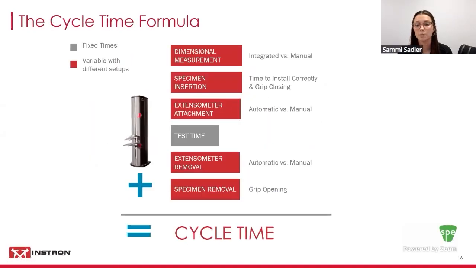Before getting into this a little bit more, I wanted to talk about the cycle time formula. So given that all of these parameters are affected on the cycle time, the test time itself will not be changing, given that you cannot speed up or slow down a test based off of what the standard is giving you. So this is what we focus on to measure the specimen, to load the specimen within the grips, attach the extensometer, remove the extensometer after the test, and then also remove the specimen once the test is complete.